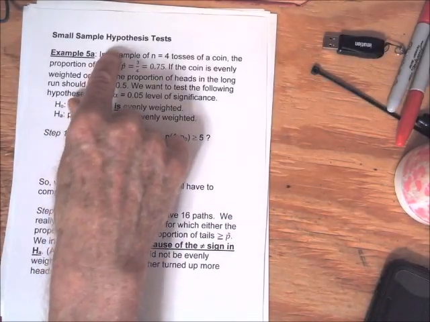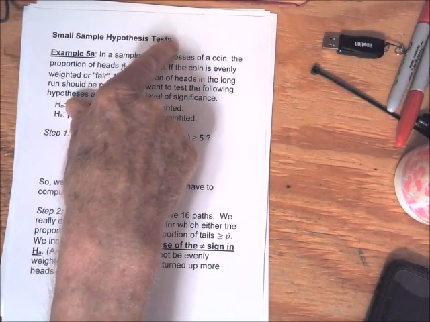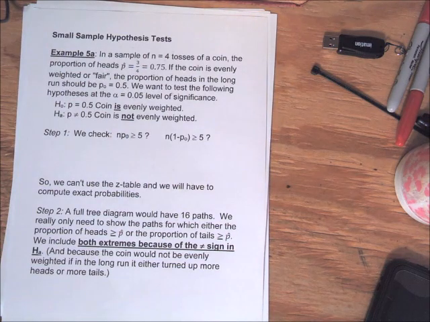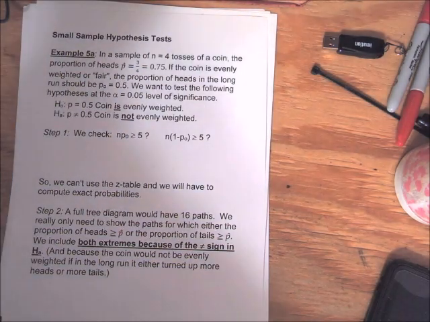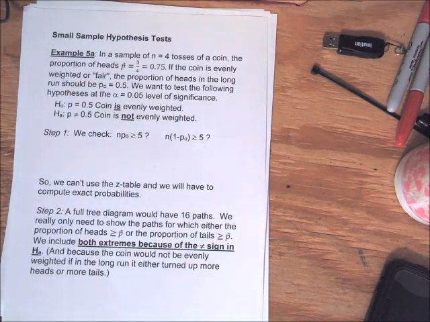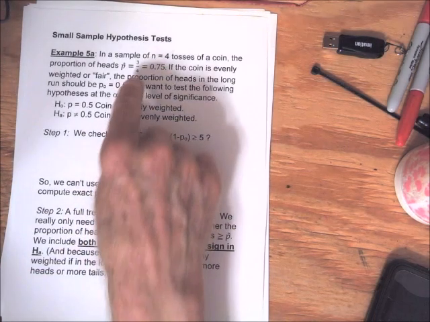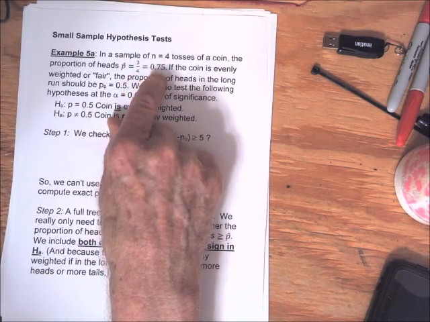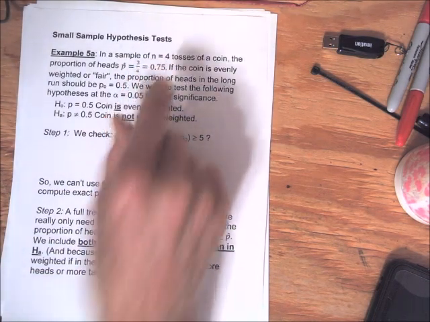A small sample hypothesis test continued. Example 5a. In a sample of n equals 4 tosses of a coin, the proportion of heads was p-hat, 3 out of 4, or 3 divided by 4, is 0.75.